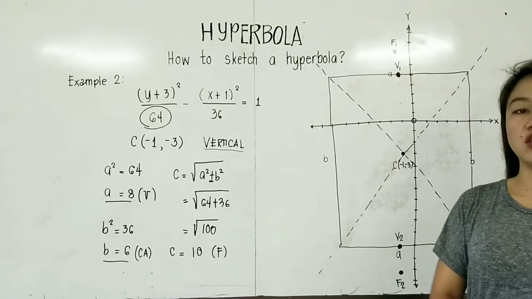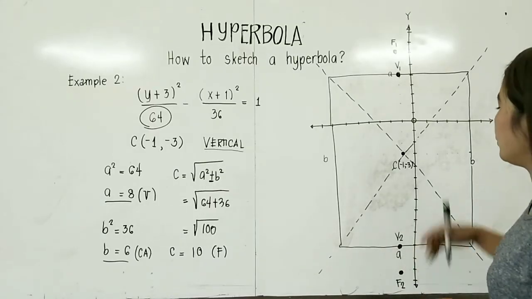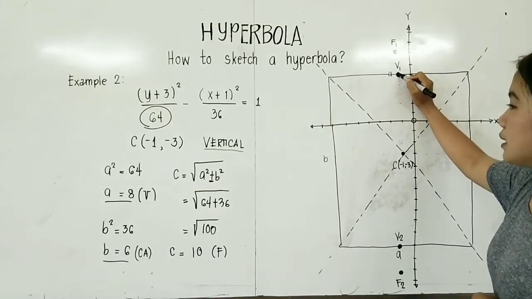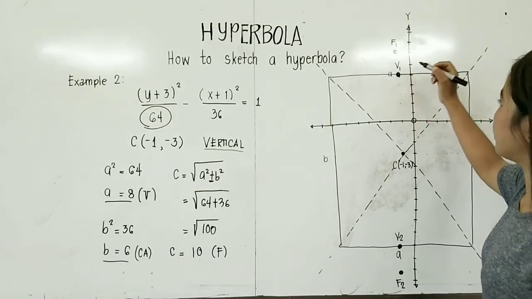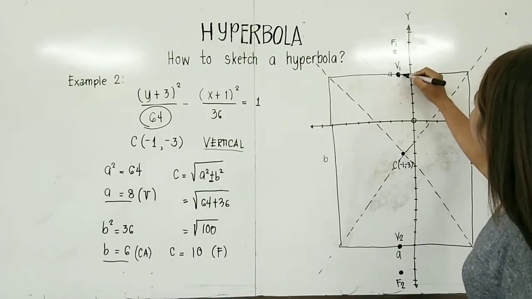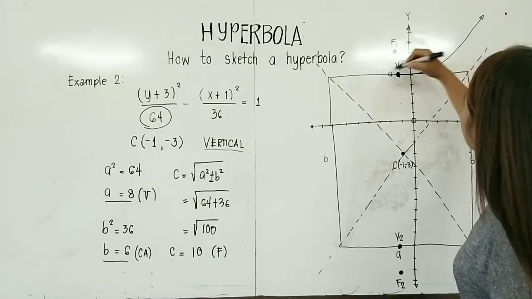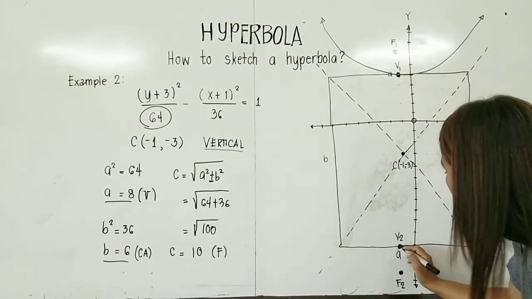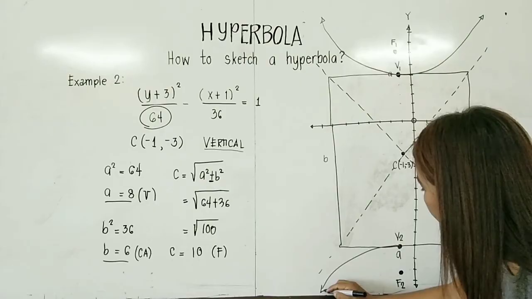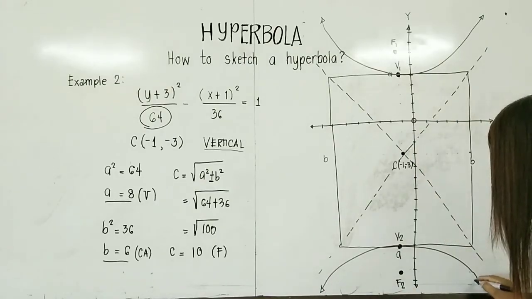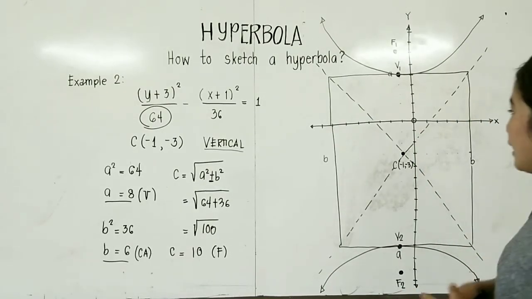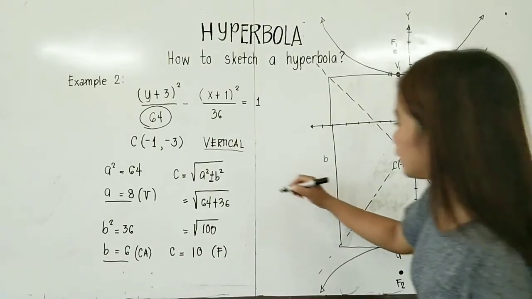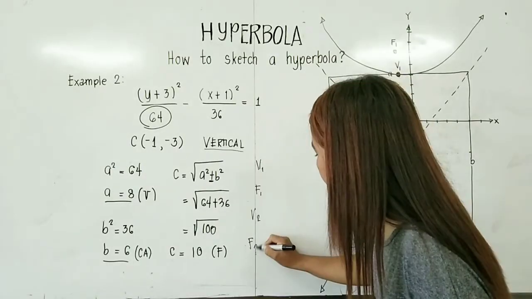So now let's sketch already the graph of the hyperbola. So from the vertex, since this is our vertex and our transverse axis is vertical, our hyperbola is like this. So this is our hyperbola. So let's find the coordinates of our vertices and our foci. So vertex 1.